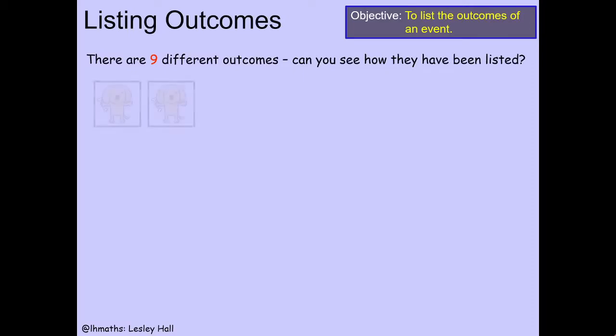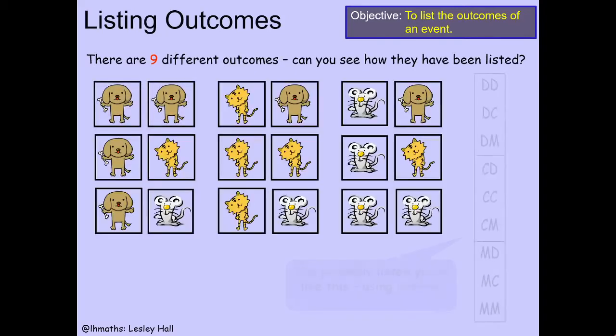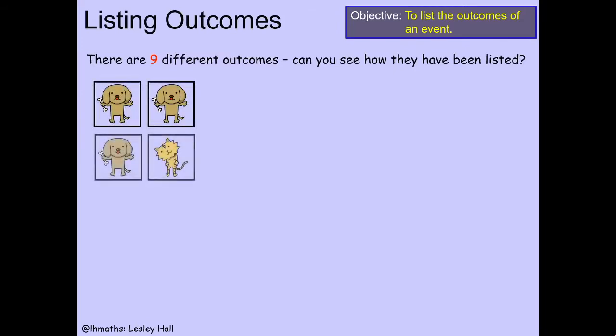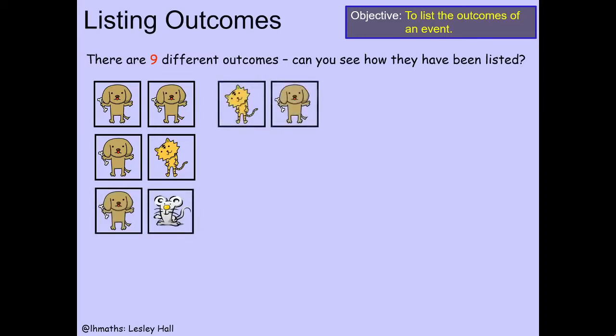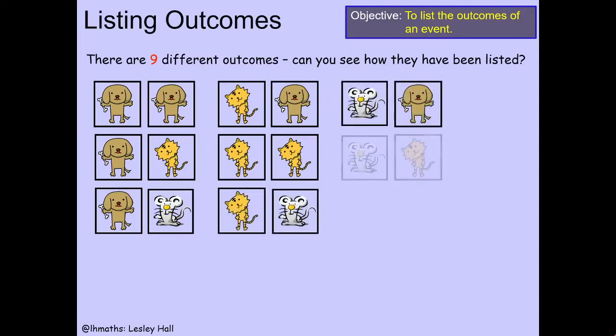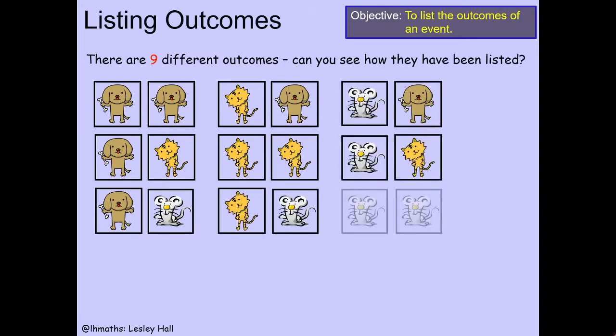I'm going to begin with a dog and a dog, a dog cat, a dog mouse, a cat dog, a cat cat, a cat mouse, a mouse dog, a mouse cat, and a mouse mouse. Those are the 9 different outcomes of the 2 cards.